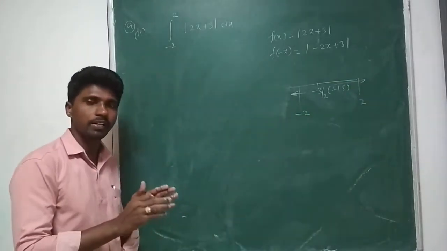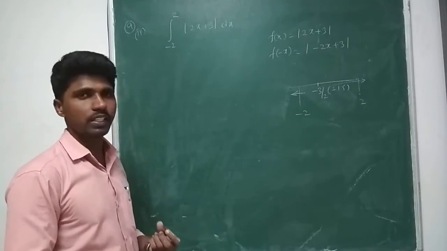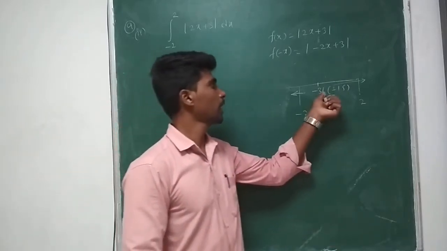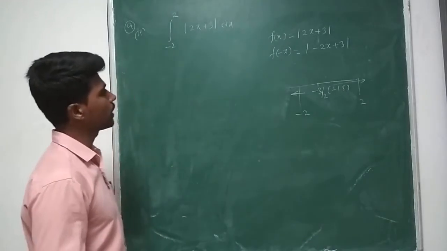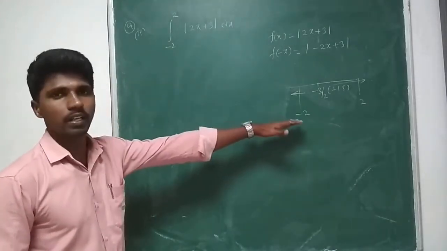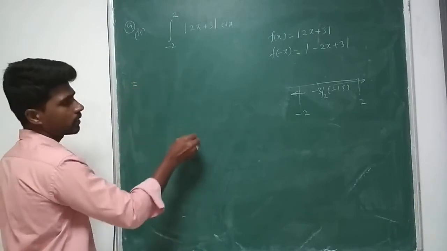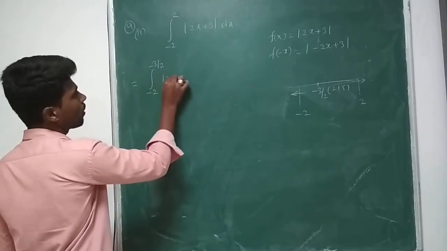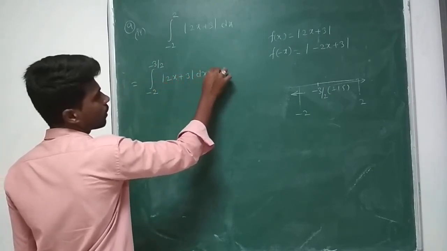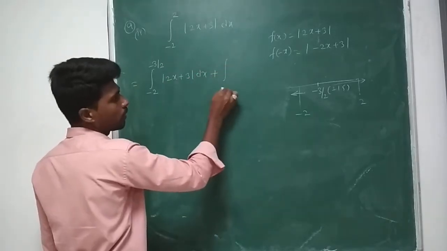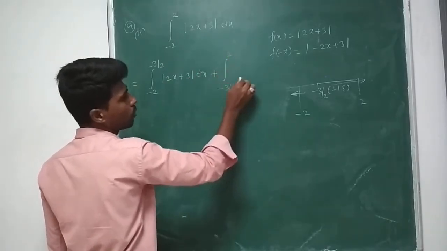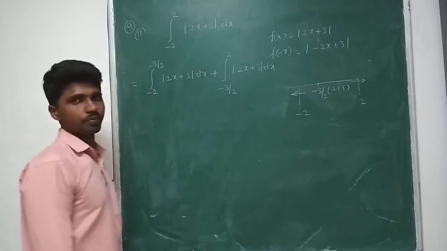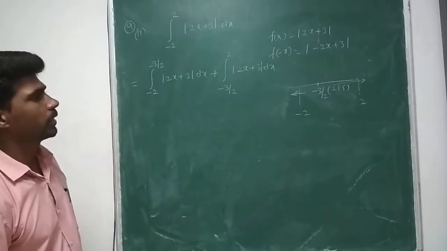So the given integral is split into two integrals, two parts. The first integral has limits minus 2 to minus 3 by 2. The second integral has limits minus 3 by 2 to 2. Now we check the behavior of the given function in this particular interval. So the first part is integral minus 2 to minus 3 by 2 of modulus of 2x plus 3 dx plus integral minus 3 by 2 to 2 of modulus of 2x plus 3 dx.